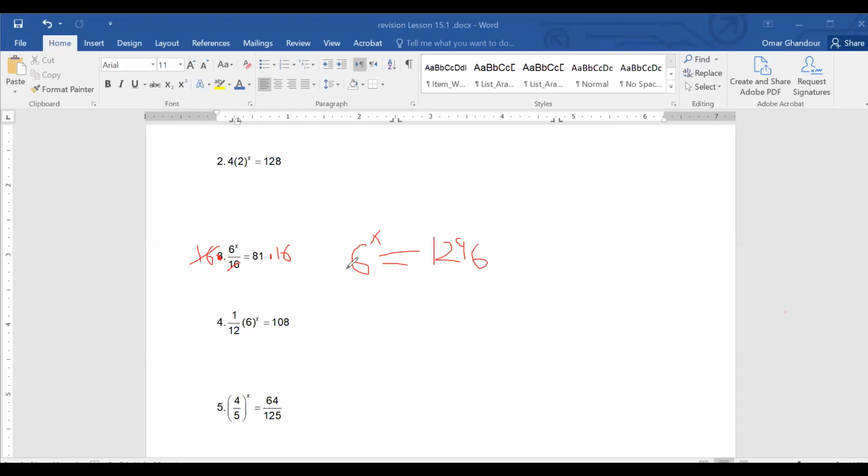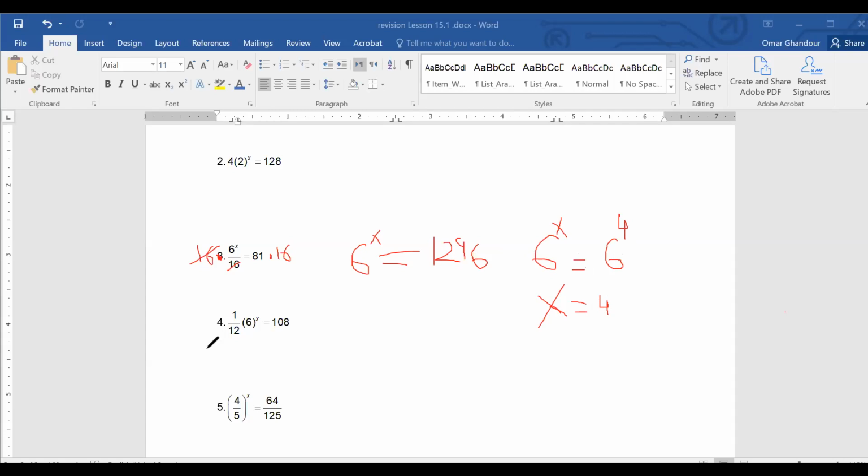Now begin trying. 6 to the power of what equals 1296? Because I have to equate the bases. Let's try. 6 power 1, 6. 6 power 2, 36. 6 power 3, 216. 6 power 4, exactly 1296. So I discovered that 6 power x will be equal to 6 power 4. 6 power 4 is the same as 1296. So we can say that x is equal to 4.